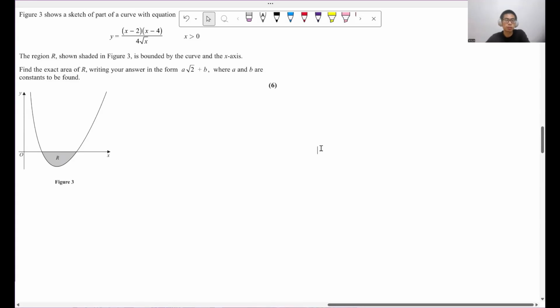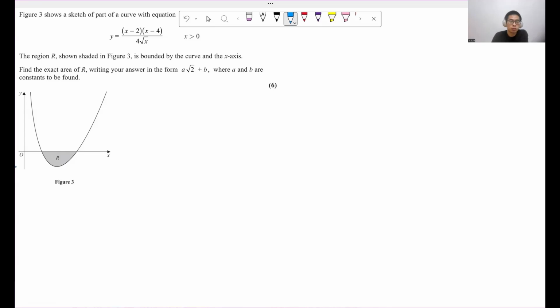Question 8. Figure 3 shows a sketch of part of the curve, and the region R shown shaded in figure 3 is bounded by the curve and the x-axis. And they want us to find the exact area of R, and write the answer in the form A root 2 plus B.